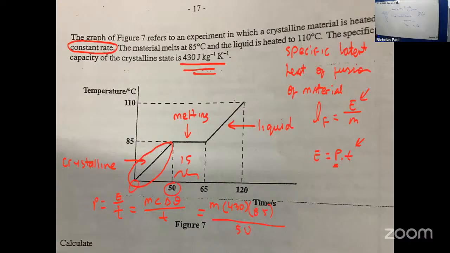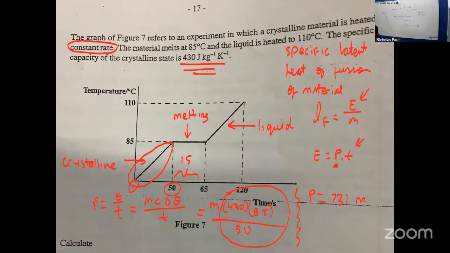You see now? So now what do we have? I can work out this here. How much is that? 430 times 85, over 50. How much? 731. So I know that power is 731 M over 10. That's okay? Power is 731 M.